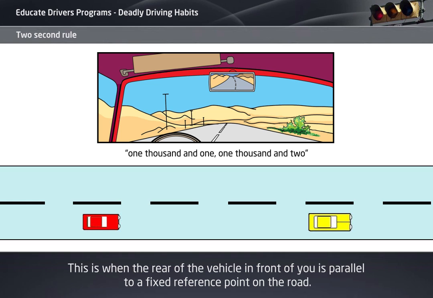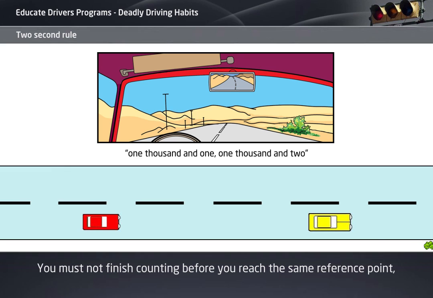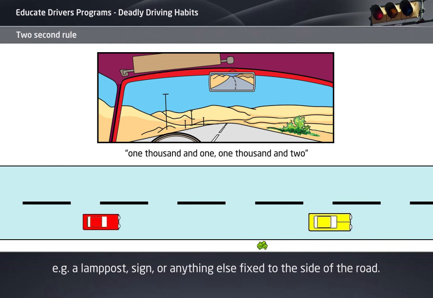This is when the rear of the vehicle in front of you is parallel to a fixed reference point on the road. Begin counting 1001, 1002. You must not finish counting before you reach the same reference point. Example, a lamppost, sign, or anything else fixed to the side of the road.